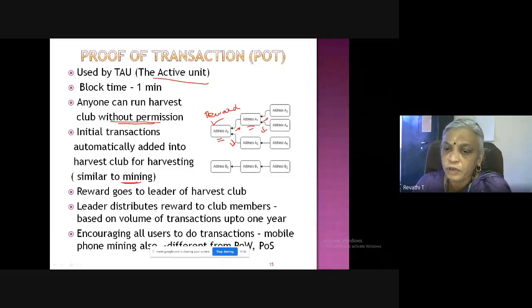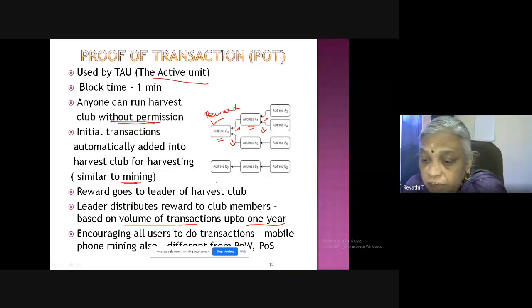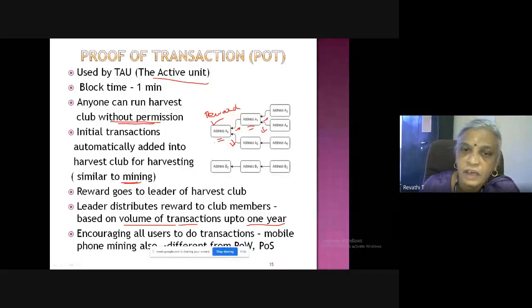So the leader distributes this reward to the club members, and how much he gives is based on the volume of transactions over 1 year. So far 1 year, based on how much transaction he has done, he will get the reward. And since it's based on volume of transactions, everyone gets an interest: I am also getting some reward, so I should also get involved. So all the nodes are encouraged to participate. That's the main advantage here.